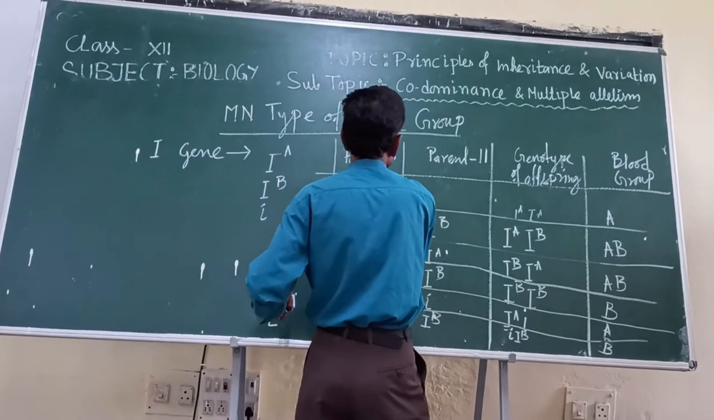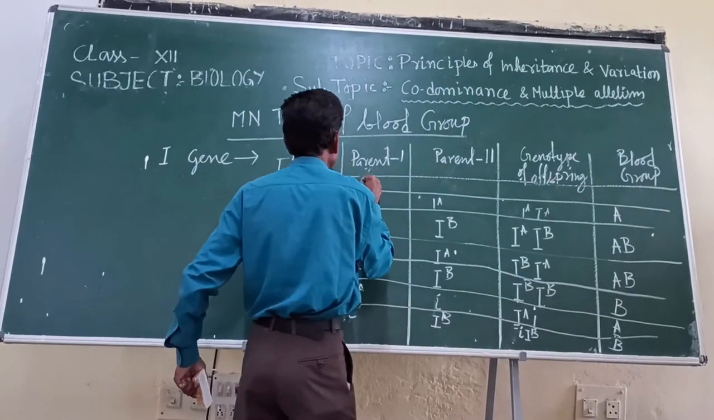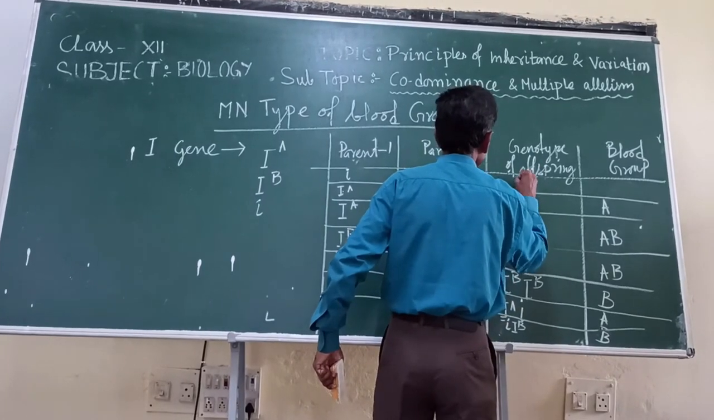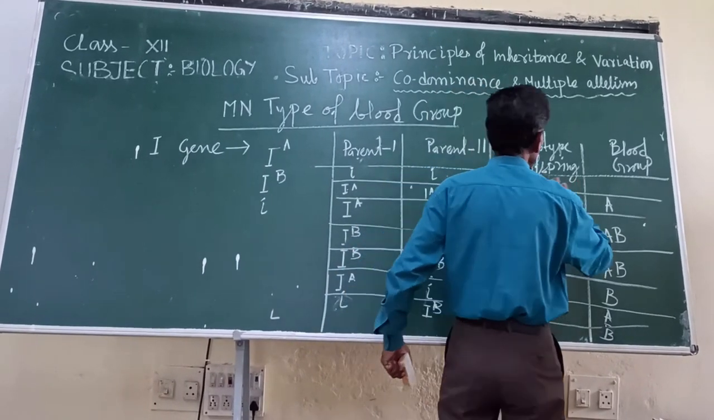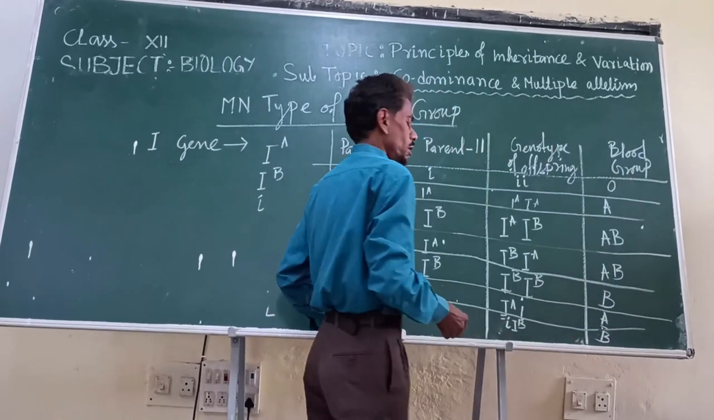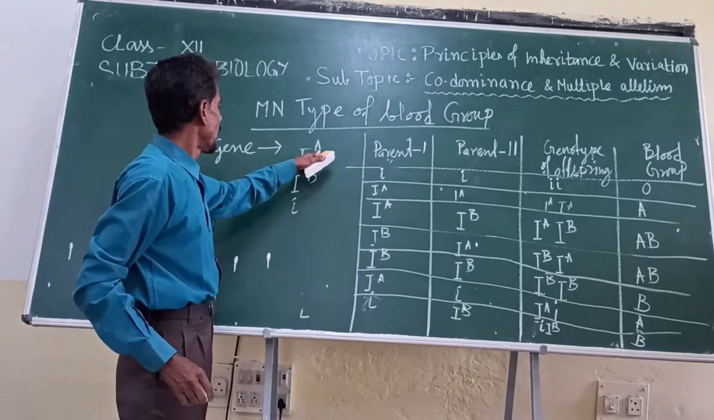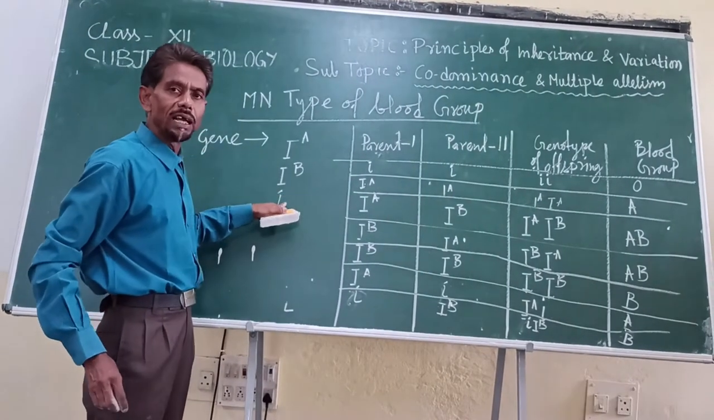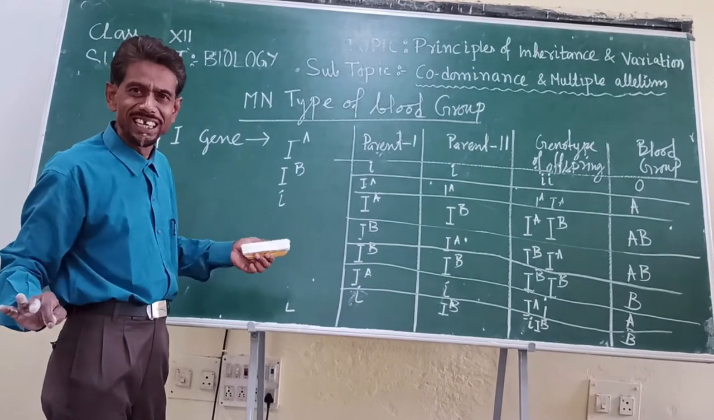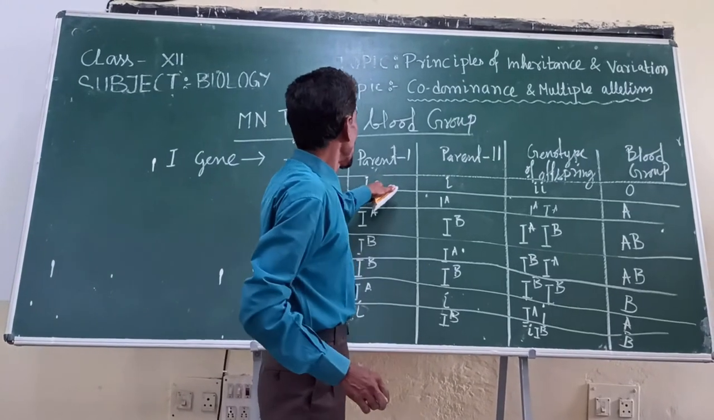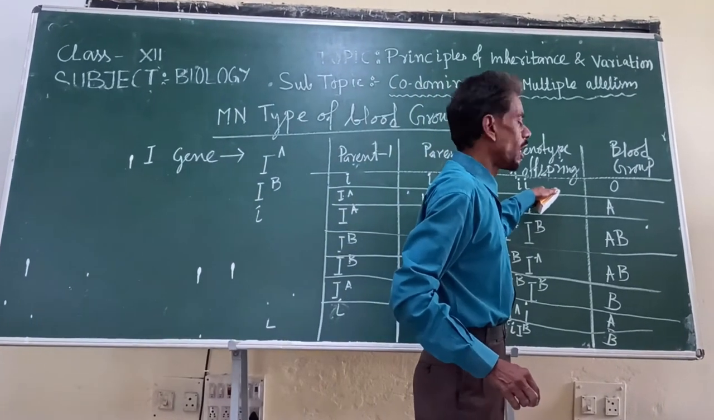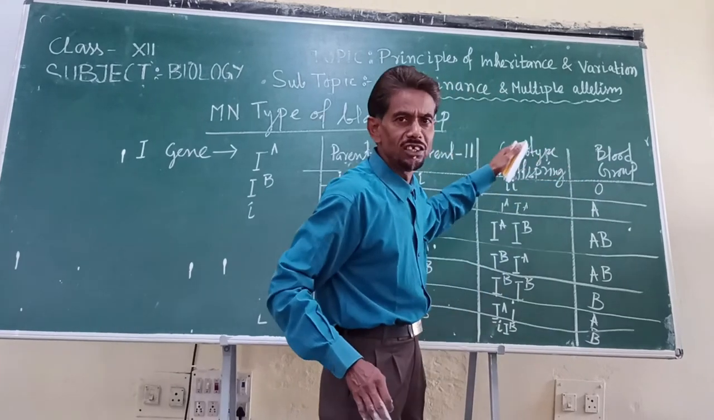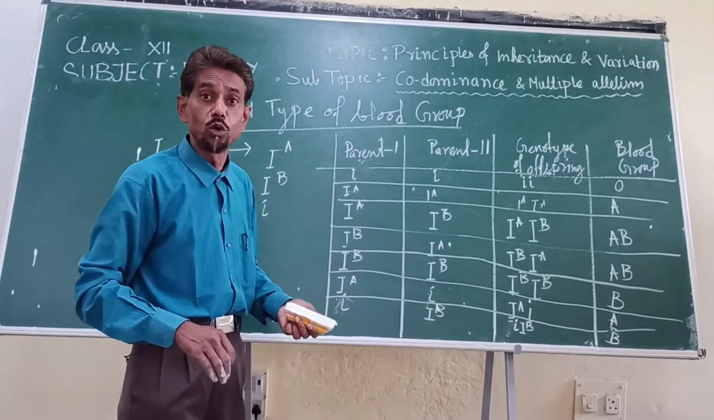Suppose parent 1 is contributing small i allele, parent 2 is contributing small i allele, offspring is getting ii, ii, then the blood group is called O group. That means the alleles IA and IB are producing sugar polymer which produces antigen, whereas small i doesn't produce any sugar polymer, so no antigen in the red blood cell. Hence, ii are not producing any antigen, the blood group is O blood group. Without any antigen, it is a universal donor, it can donate blood to any other group.